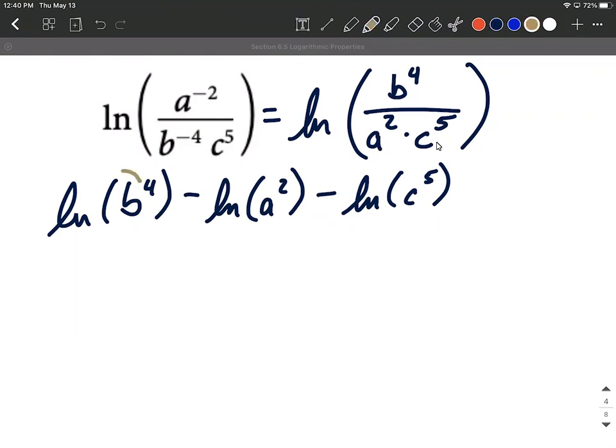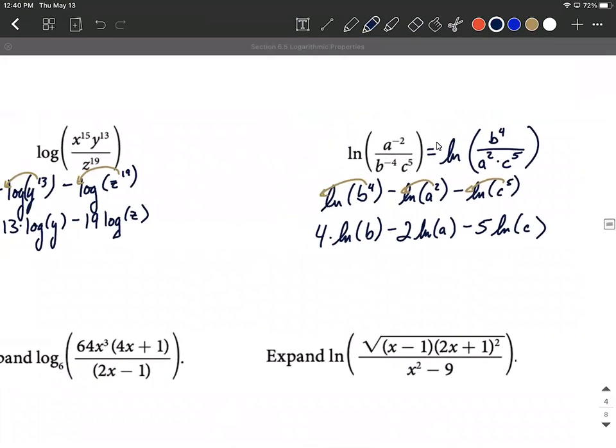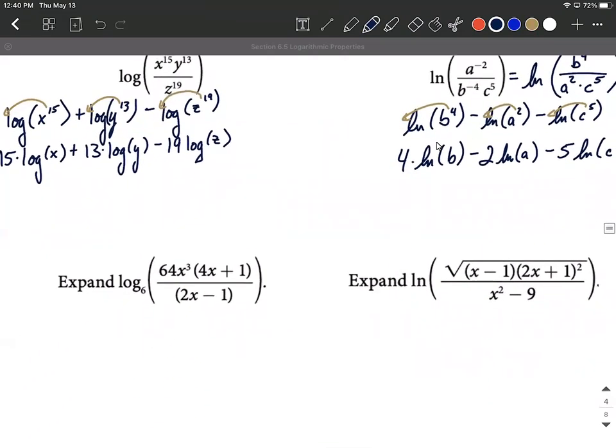Last thing we need to do on this one is move these exponents down. They're attached to everything on the inside of the log. So we can fully expand this by saying 4 natural log of b minus 2 natural log of a minus 5 natural log of c. That's as far as that one's going to expand. Let's get into a couple more difficult ones to finish this video out.